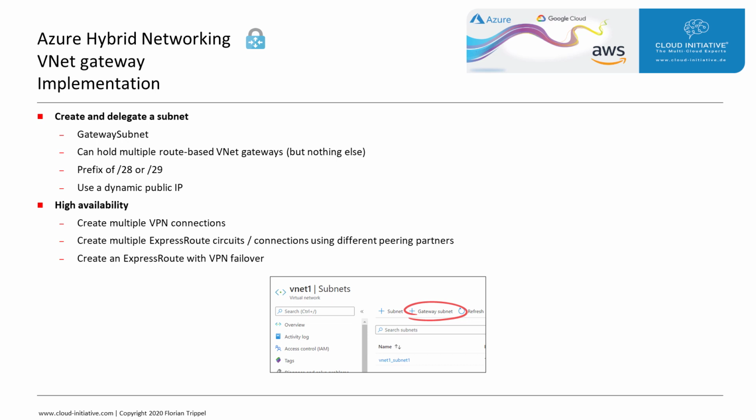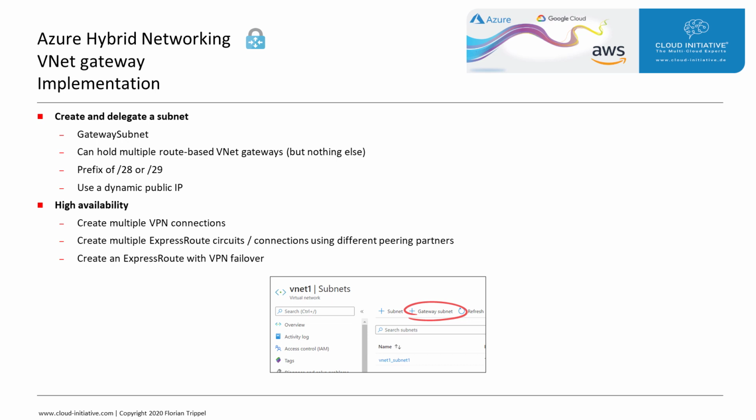For the subnet, a prefix length of /28 or /29 should be enough. We could deploy multiple VNet gateways into this dedicated subnet, but nothing else. The VNet gateway also needs a dynamic public IP address. As you remember from the lesson on public IPs, the only IP that is dynamic is the basic SKU public IP address. Okay, so this will get us started with our VNet gateway.